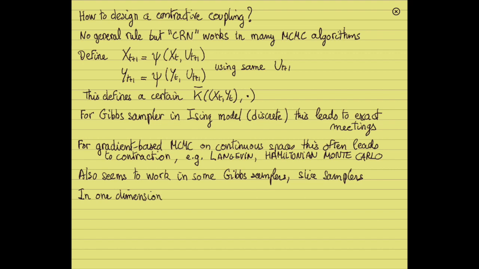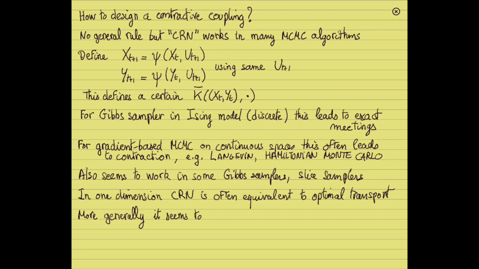Note also that in one dimension, common random numbers is often equivalent to optimal transport. Or more precisely, when we use common random numbers in inverse transform sampling, inverse CDF sampling, in one dimension, we often get exactly the optimal transport strategy that is designed to minimize the expected distance between the variables.